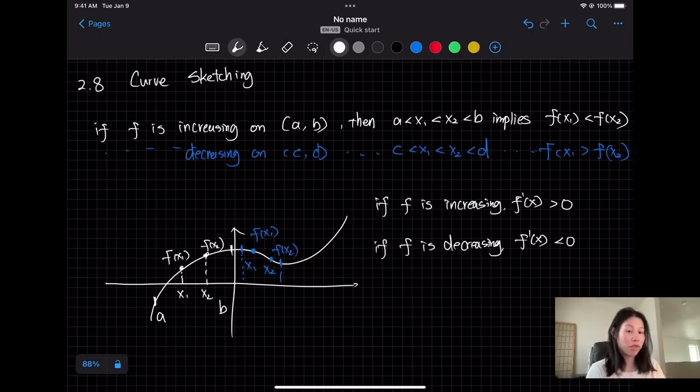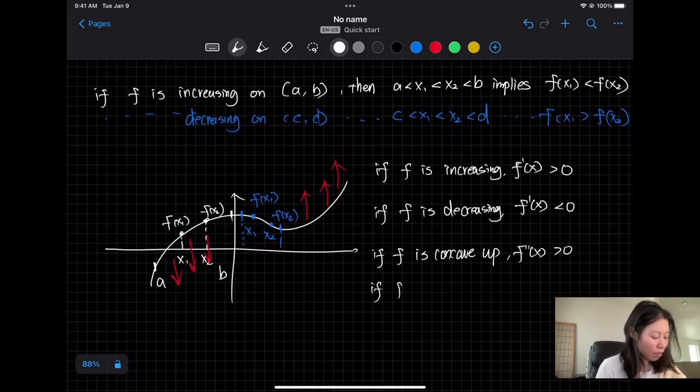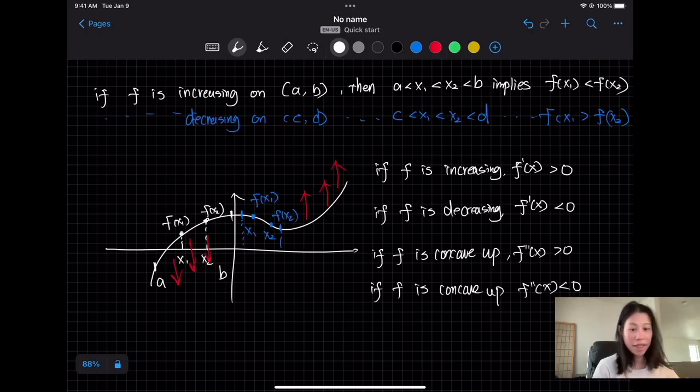So what about the second derivative? The second derivative has nothing to do with going up or going down. It's more about how the shape goes up and how the shape goes down. As you see here, those two parts are going up. This part is concave down, whereas this part, the original function, is concave up. They're both increasing, so what changed that? It's the second derivative. So if f is concave up, then the second derivative should be a positive number, and if f is concave down, then the second derivative is going to be a negative number.